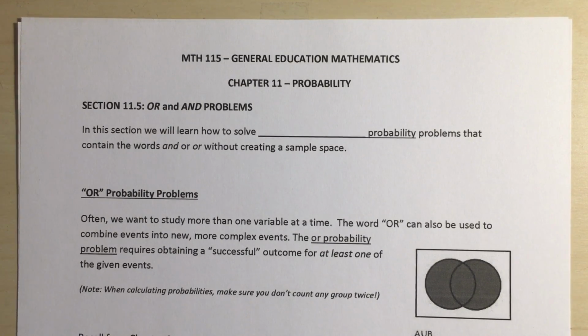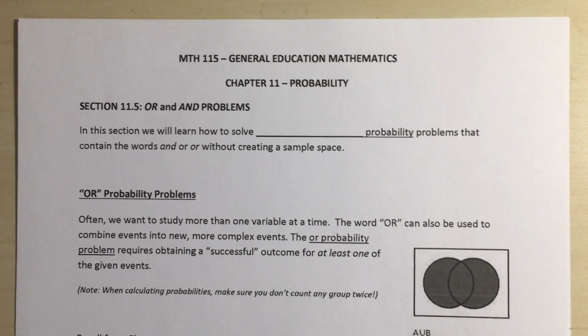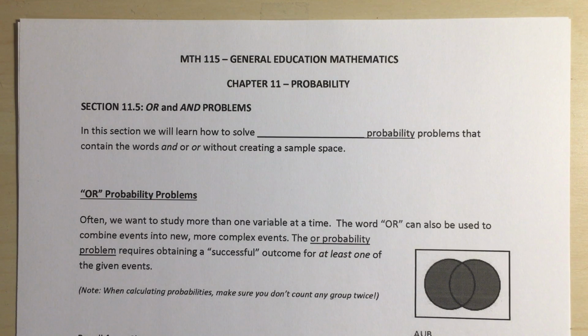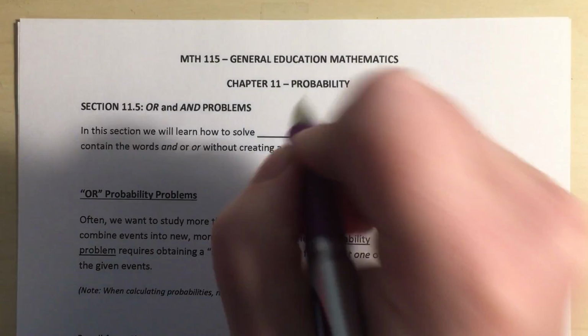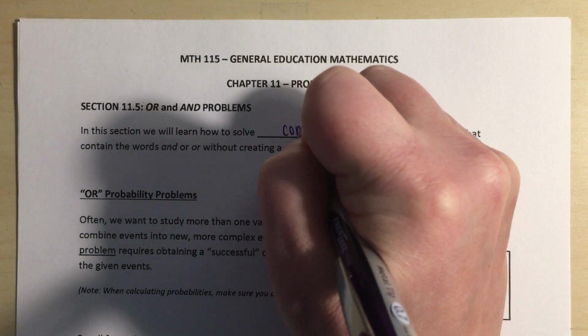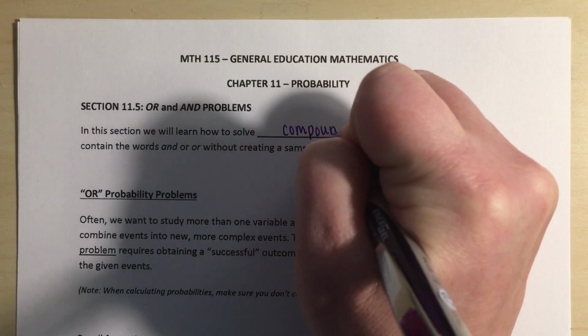In section 11.5, we're going to look at a bunch of different problems. This is definitely a longer section where we're going to be talking about probabilities using the words "or" and "and." Just like in English, if we have an "or" or "and" in a sentence, we call it a compound sentence. We are going to call these compound probabilities.